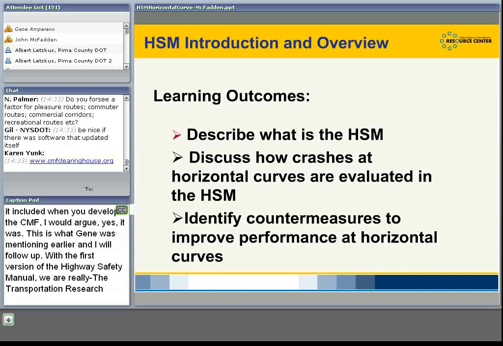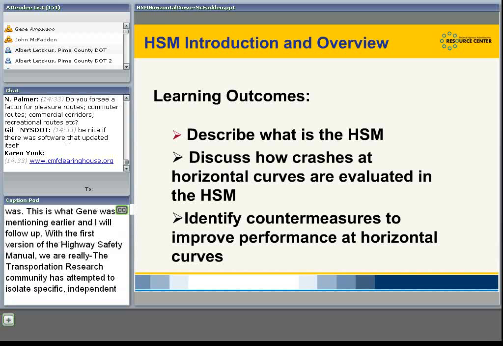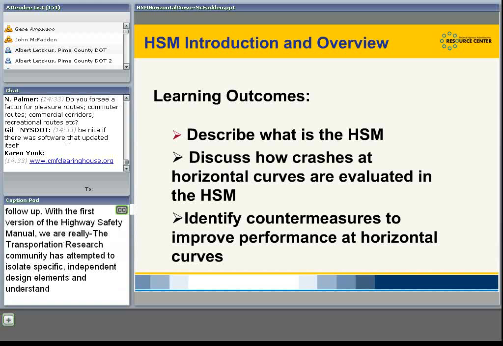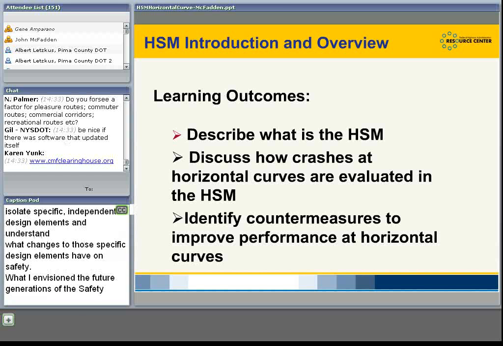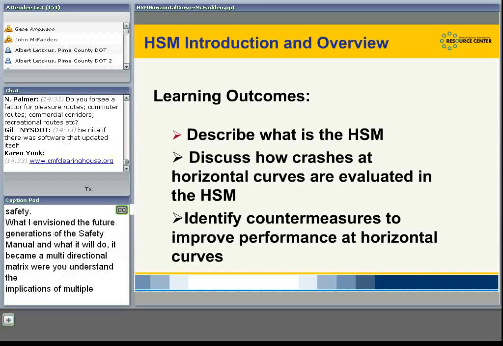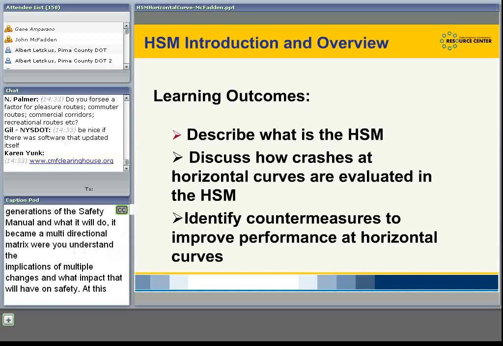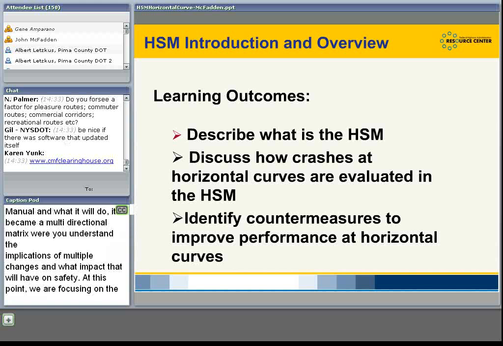So when the question comes up, does the coefficient of side friction related to pavement surface affect the CMF? Not explicitly, but the horizontal curve was designed based on some coefficient of side friction factor when we use the AASHTO design model to generate that. So do we explicitly use that as a term to calculate the CMF? No. But implicitly, was it included when you developed the CMF? I would argue yes, it was.